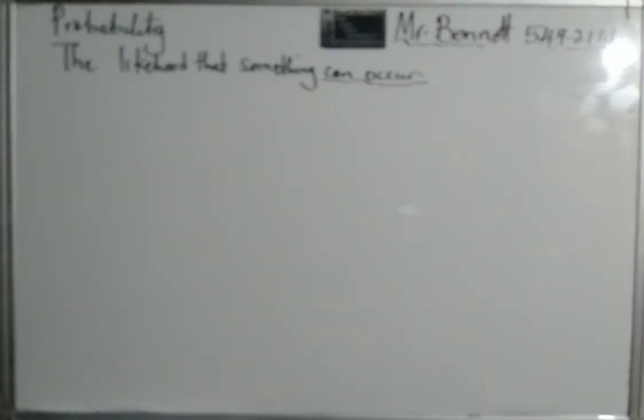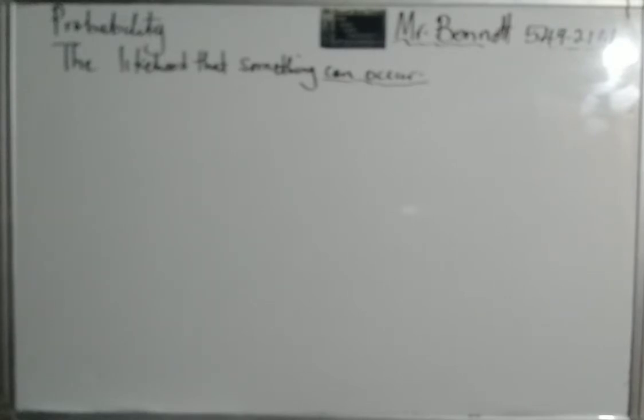Today we're looking at probability. And what is probability? Probability is the likelihood that something can occur. It doesn't necessarily mean it must occur, but it can. For example, most Jamaicans, we buy cash pot. So if you buy one number, you only have what? One chance to win. You know what I mean?